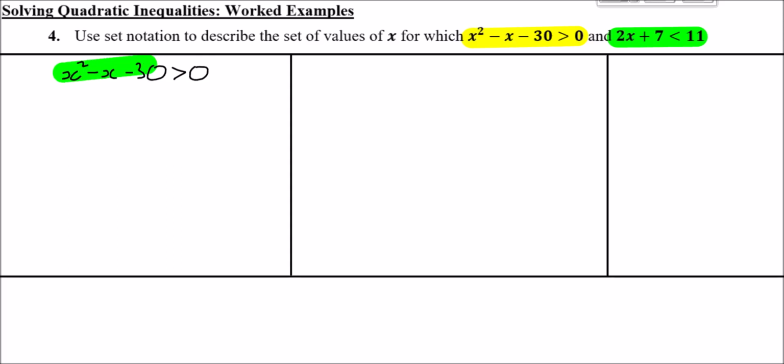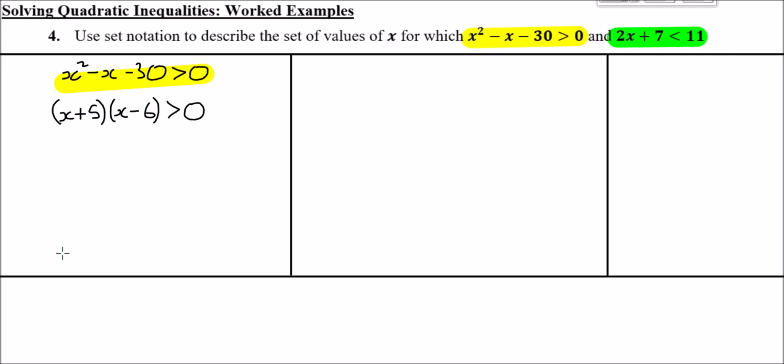This will factorise quite nicely. So two numbers that multiply together to give us minus 30 and add up to minus 1. We could pick for those numbers positive 5 and negative 6. So it's going to be a positive shaped quadratic with critical values at minus 5 and positive 6.